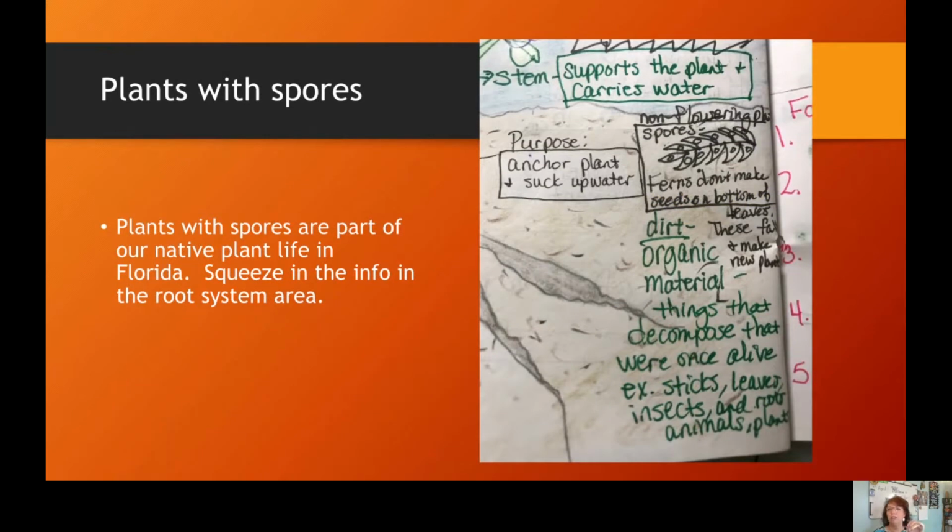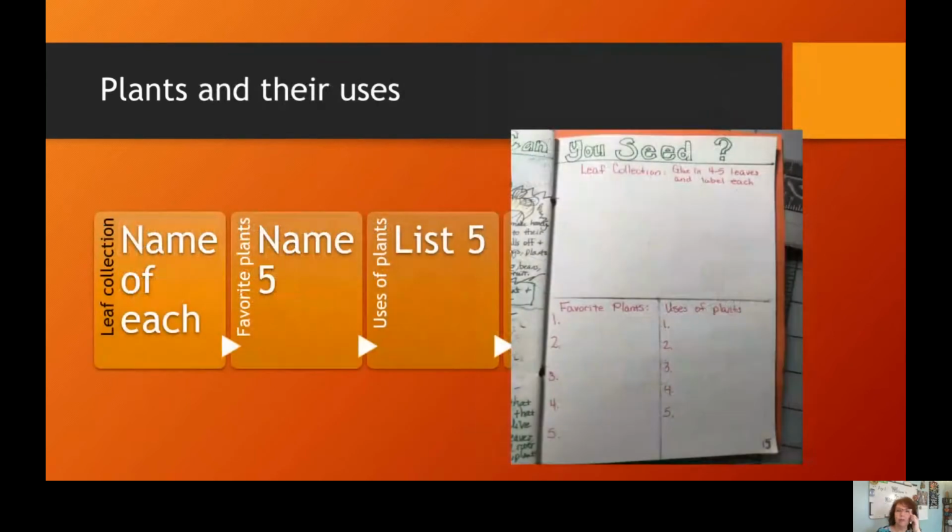Now I took another picture of my root system up close because I added a little part there that says non-flowering plants. I'm sorry, it kind of got all jumbled there in the fold of the book. I tried to draw a fern leaf. You can see my little spores on the back. Ferns don't make seeds, but on the bottom of their leaves, they have spores. They fall and make new plants. So if you can squeeze that information in somewhere in your root system on that page, that would be fabulous.